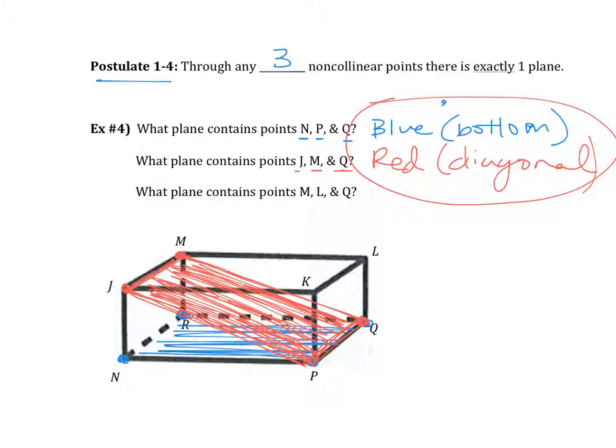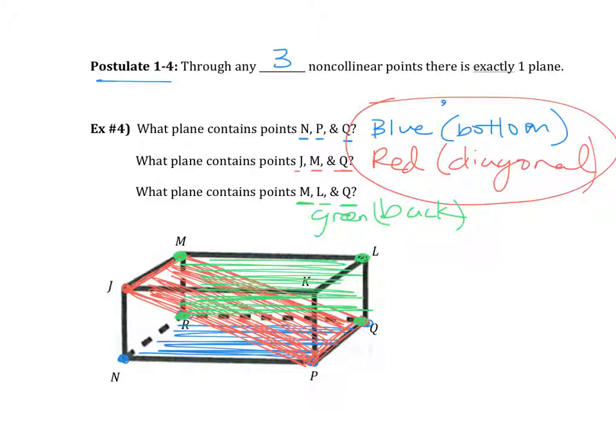Okay, last one. Which plane has M, L, and Q? The back, right? You have M here, you have L here, and you have Q here. So if we were to add a fourth point, that would be point R. So that plane, this is getting real hairy now, is the back face, which is the green in our picture. Okay?